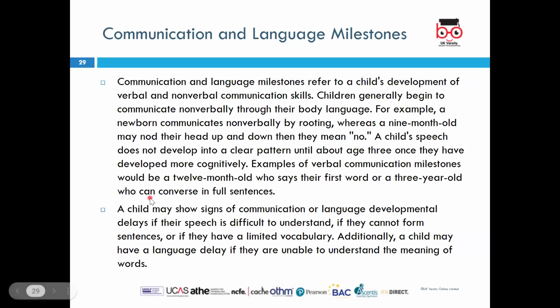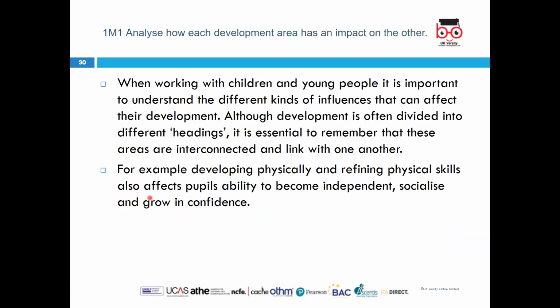Children who have language delay don't understand the meaning of words. The more you speak to a child, the more they learn and the more they will speak as well. And the way you speak to the child is also how they learn.